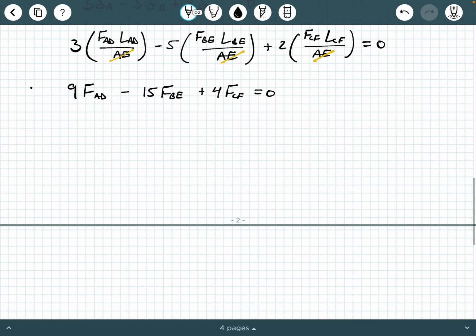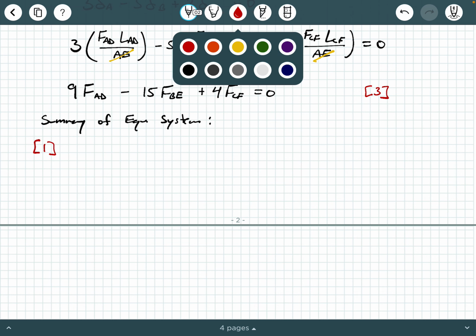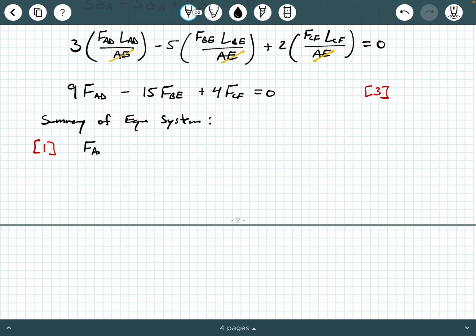Now what I'm going to do is summarize my equation system to solve. Oh, and by the way, this equation right here is our 3rd useful equation. Remember earlier we labeled an equation 1 and equation 2. This is our 3rd useful equation that comes from this compatibility relationship. So rewriting each of these, we've got equation 1, which I'm going to rewrite a little nicer as FAD plus FBE plus FCF equals 0.3 kips.